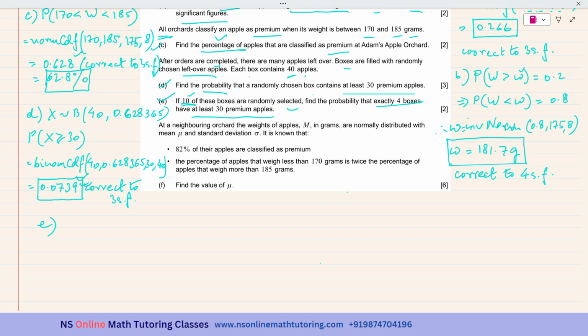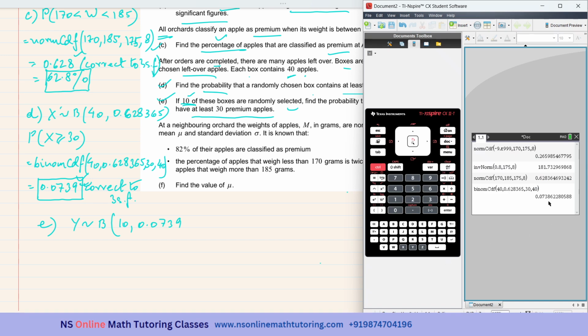Again, in this case, obviously, we will be taking another variable, because now we are not counting the number of premium apples in a box. Rather, we are counting the number of boxes in which there are at least 30 premium apples. So let us take Y. It is another binomial distribution variable where the number of trials is 10 and the probability of success will be 0.0739, and I have to take some more digits. So I'll not be taking 0.0739. It is 0.0738623.